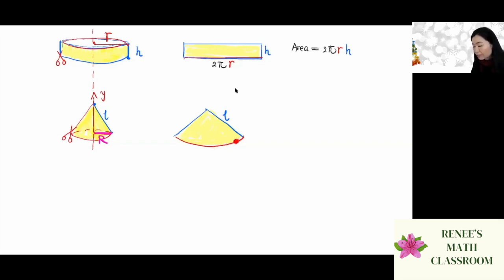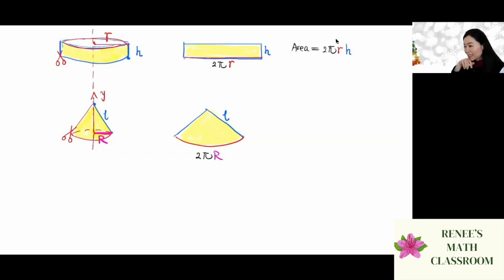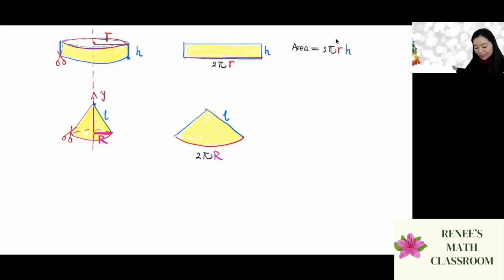This arc length right here corresponds to the circumference of the circle over here, right? So that will be 2 pi r. Okay, so that's 2 pi r. What's the area for this? Any idea? For triangles, sometimes you use half, right? So would it be pi r l? Yes, you got an idea.